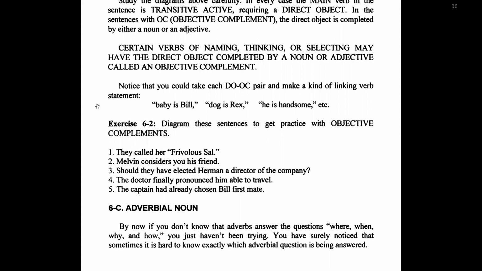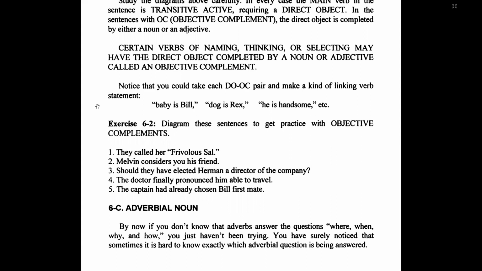Notice these are all nouns. The doctor finally pronounced him what? Able to travel. So pronounced him able to travel. Think about how to diagram that one. Okay. And then finally, the captain had already chosen Bill first mate. What did he choose Bill? He chose him as first mate. Okay.